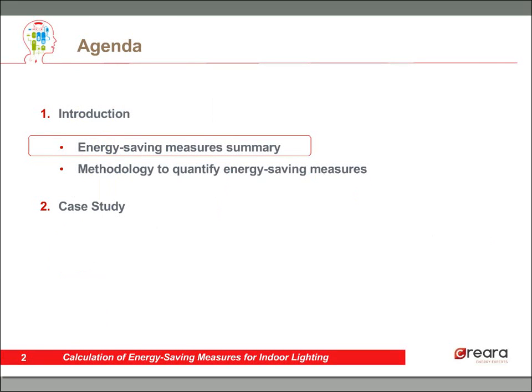Okay, so first we're going to see a quick summary of the energy saving measures for indoor lighting. Then I'm going to show the methodology. It's an easy methodology to quantify the savings. And finally, we're studying a real case. We're analyzing the measures with an example in a real building, in a hotel. We're going to follow this example from the beginning, the data collection, to the end, to the final results of the lighting energy audit.